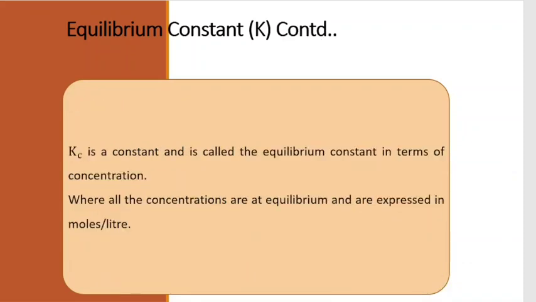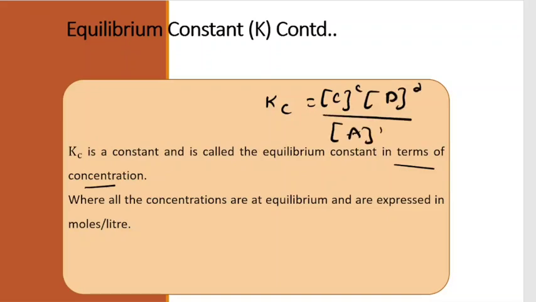Now, if we consider the equilibrium constant capital Kc, we expressed the equilibrium constant in terms of concentrations. For example, the Kc we have written is [C] power c into [D] power d divided by [A] power a into [B] power b, right? Now, these square brackets denote concentrations at equilibrium, which are expressed in terms of moles per liter.